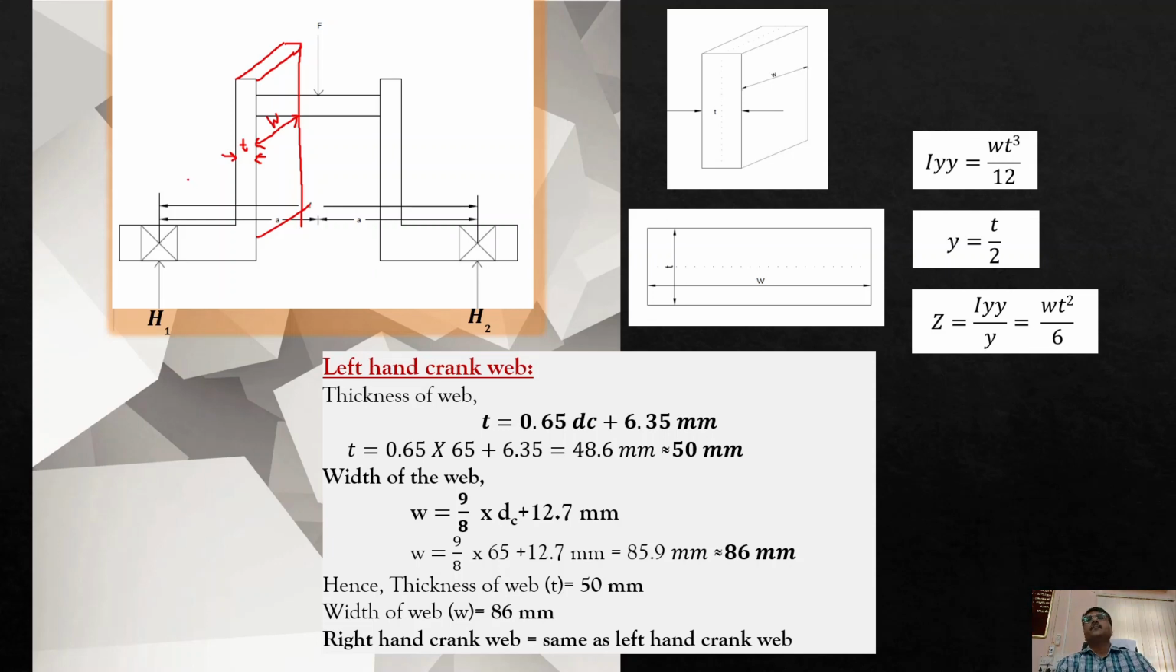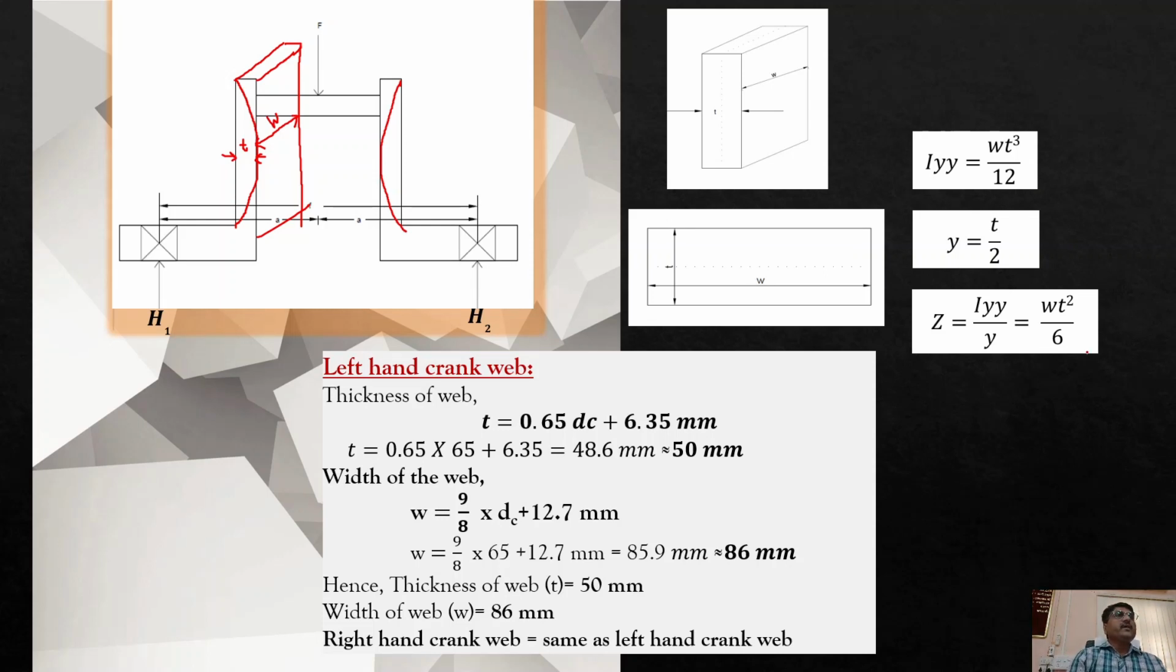If bending takes place, then how will it fail? It will fail like this. So here the failure will take place. The failure will be due to the reaction force H1 in the left hand crank web, and failure will be due to reaction force H2 in the right hand crank web. It will be like this.